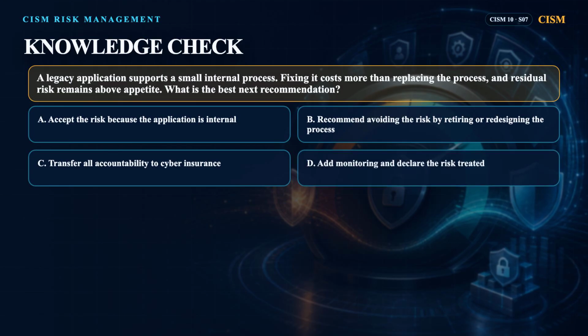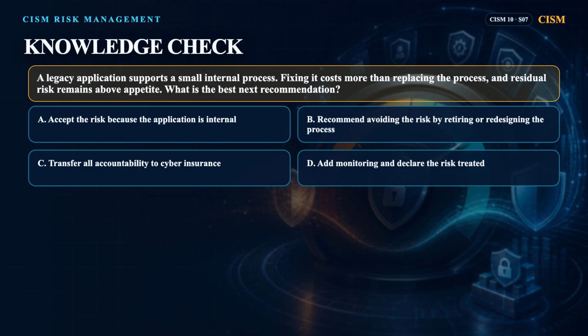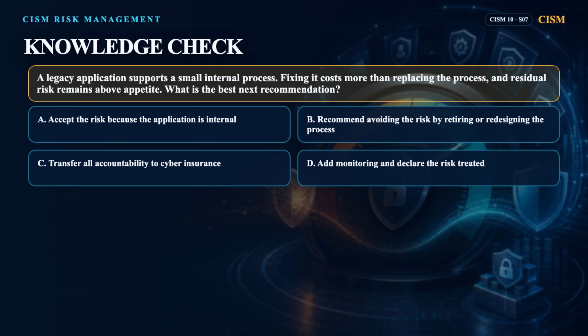Option A, accept the risk because the application is internal. Option B, recommend avoiding the risk by retiring or redesigning the process. Option C, transfer all accountability to cyber insurance. Option D, add monitoring and declare the risk treated.